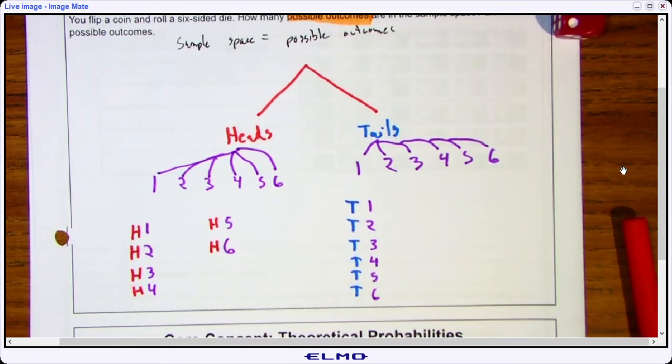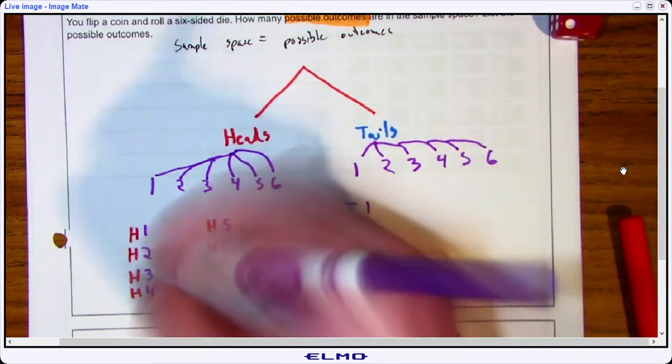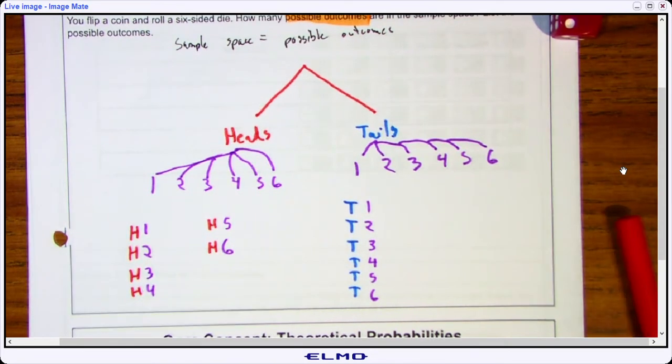So our sample space includes all of these options. There's 12 possible outcomes, so our sample space is equal to 12 possible results. Now we're going to use that later.